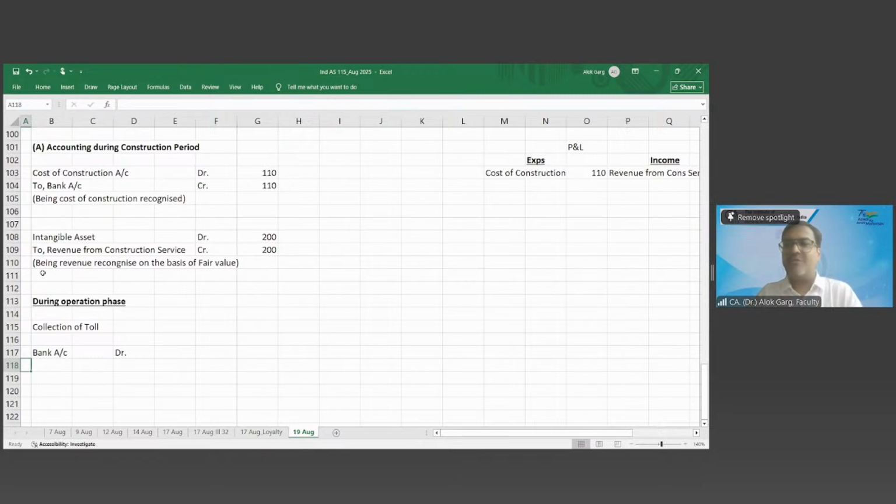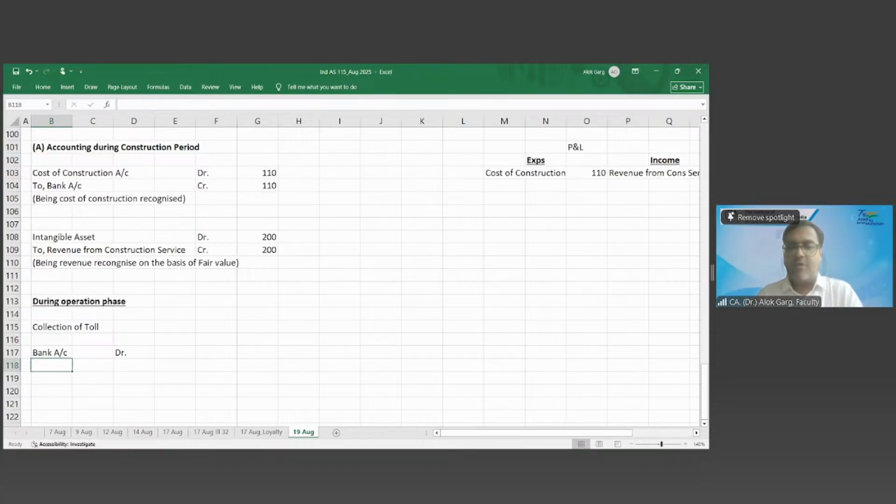Intangible asset को क्रेडिट थोड़ी करेंगे. Intangible asset तो मैंने जो कंस्ट्रक्शन की है उसका बनाया है, right? So you have to amortize intangible asset over the period of service concession arrangement. Okay. So whenever you collect toll, what accounting entry will you pass?